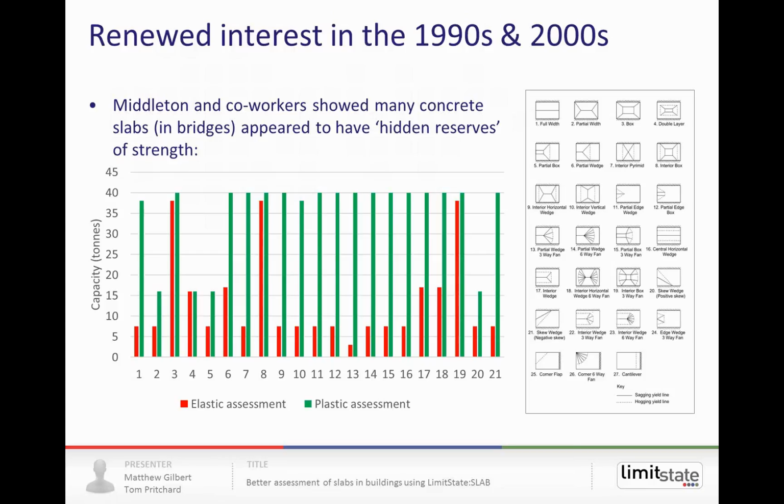The only problem is it required the critical mechanism for your particular slab that you're actually considering to be one of these, in this case 27, library mechanisms. There's always a worry that your particular slab might fail due to a different mechanism, and hence you would overestimate the collapse load of your slab.